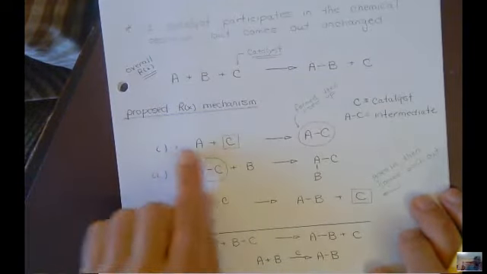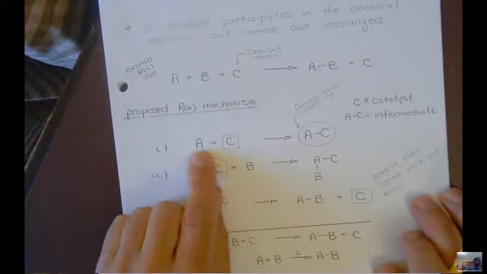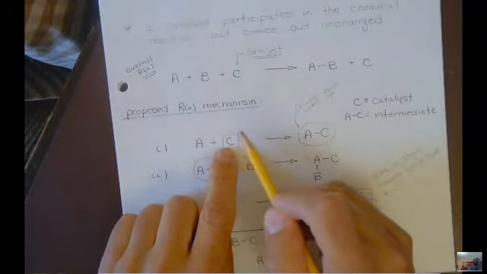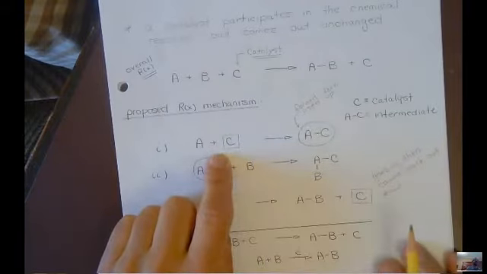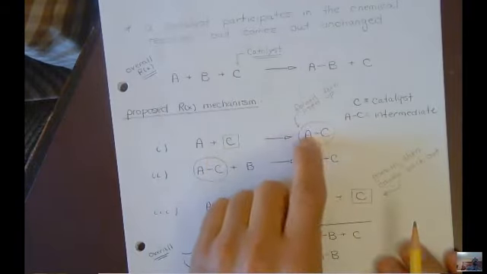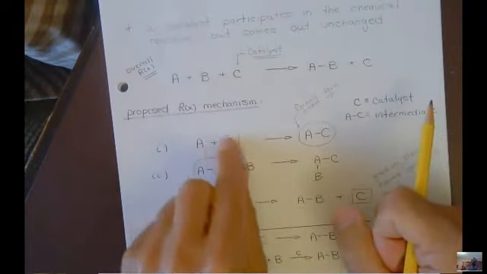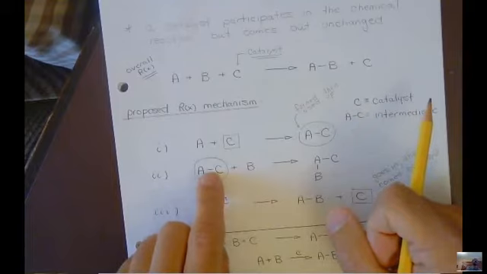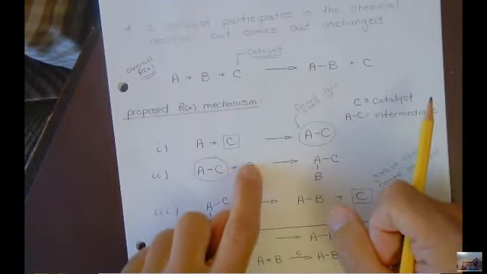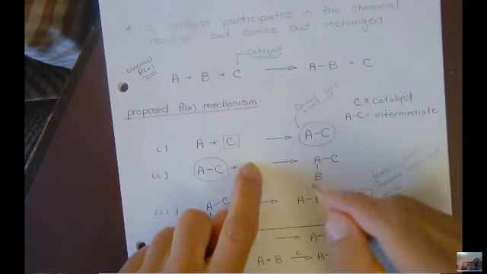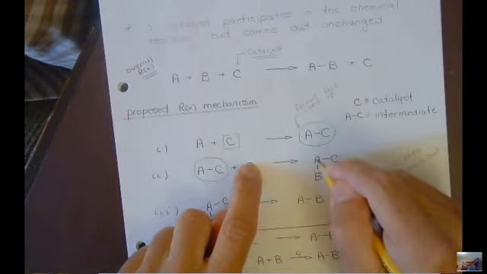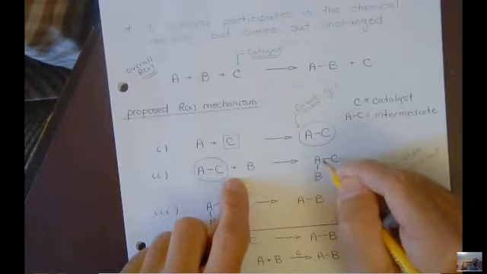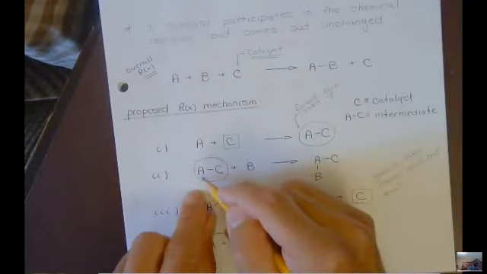Okay. In step I, A reacts with the catalyst C. Okay, so because it's a catalyst, I put a box around it so you can keep track of it. To make AC, and A is bound to C now. So these two guys hook up and make AC. AC, though, turns around and reacts with B to make A bound with B, bound with C, where A is in the middle. So it has two single bonds. So the new bond happens down here.